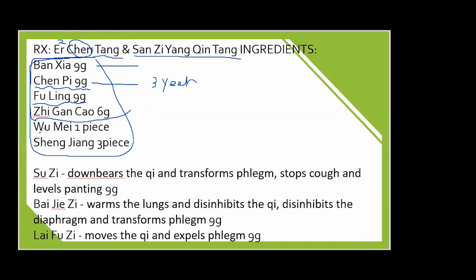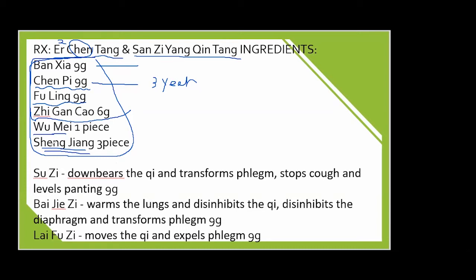So why do we put Wu Mei and Sheng Jiang here? Basically, if you make herbal decoctions, cooking with Wu Mei and Sheng Jiang harmonizes the formula. So that's Er Chen Tang.